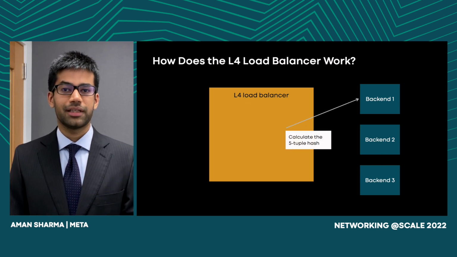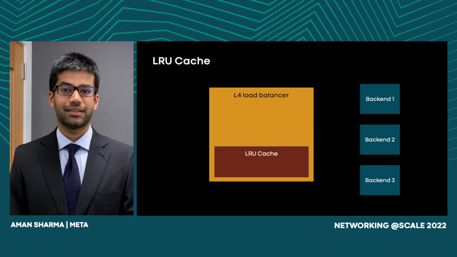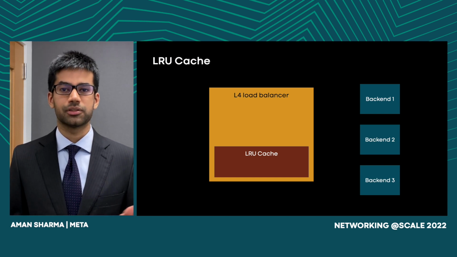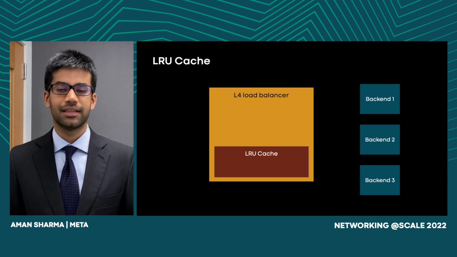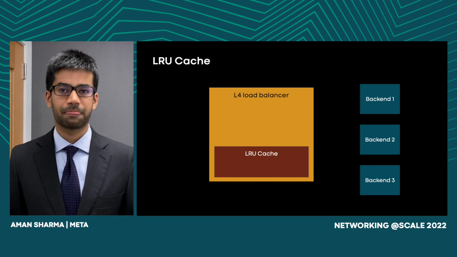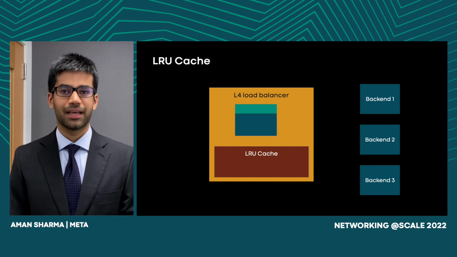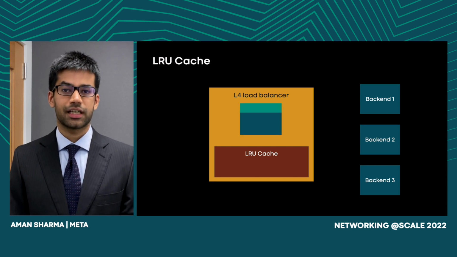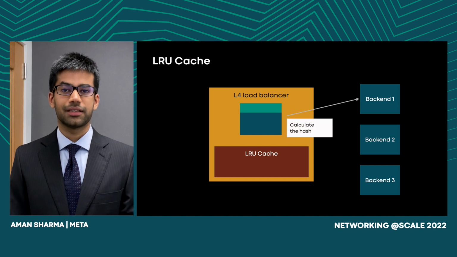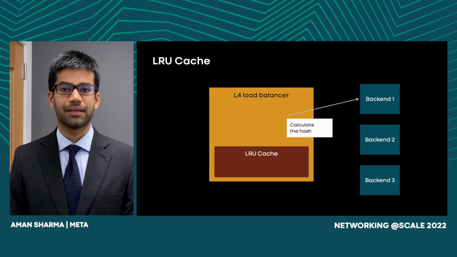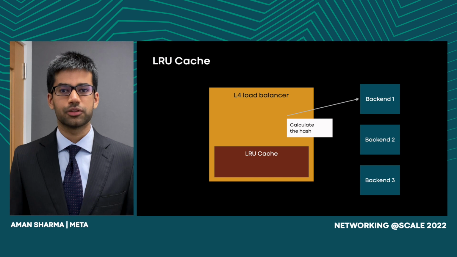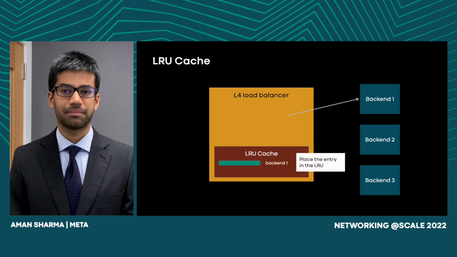Now, we don't calculate the 5-tuple hash of every incoming packet. We maintain an LRU cache, which has mappings from 5-tuples to backends. So let's take a look at how this cache works with an example. Let's suppose the load balancer receives a packet. It's going to calculate a consistent hash of the 5-tuple, send the packet to one of the backends, and place the mapping from the 5-tuple to the backend in its cache.